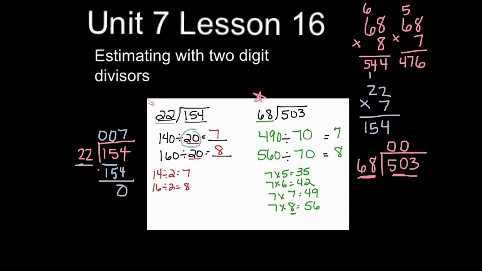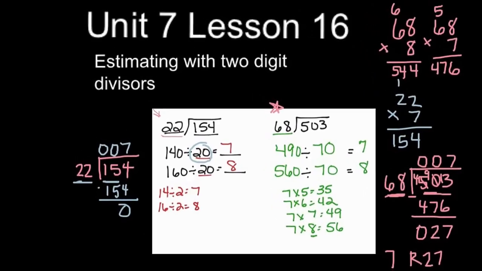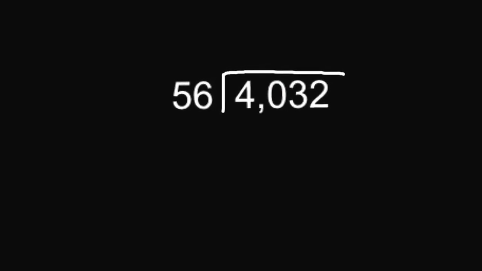So then I put my 7 up, and I know 68 times 7 is 476. Now I subtract. I'm going to have to borrow here all the way across. And now I have 13 minus 6 is 7, 9 minus 7 is 2, 4 minus 4 is 0. So I end up with the answer 7, remainder 27. So again, I use that estimation to help me figure out which numbers I want to try multiplying with first. Very handy skill.